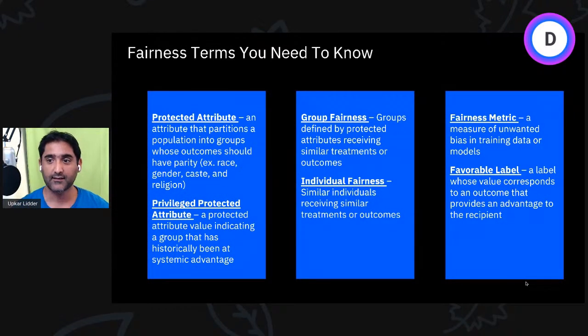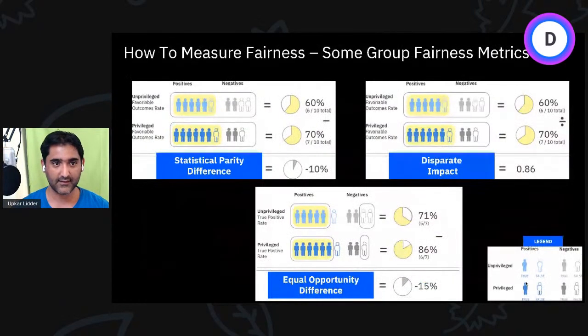Fairness metric is the measure of unwanted bias, and I'll show you a couple of what these metrics look like. And of course, favorable label is a label whose value corresponds to an outcome that is an advantage to the recipient. So again, some examples for you here.